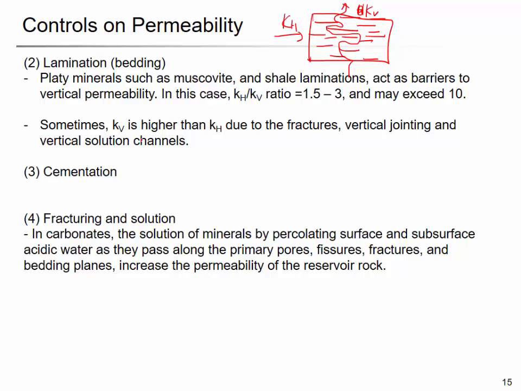And sometimes the vertical permeability is higher than the horizontal permeability due to fractures, vertical jointing, and vertical solution channels. And when you have cementation in the rock, then depending on the cementation strength or the quantity, you will have a decrease in permeability, right? Imagine that you have a clean sand pack with a certain value, and as time goes by, it gets cemented and you have an inclusion, could be carbonate or some diagenetic material, then porosity decreases naturally.